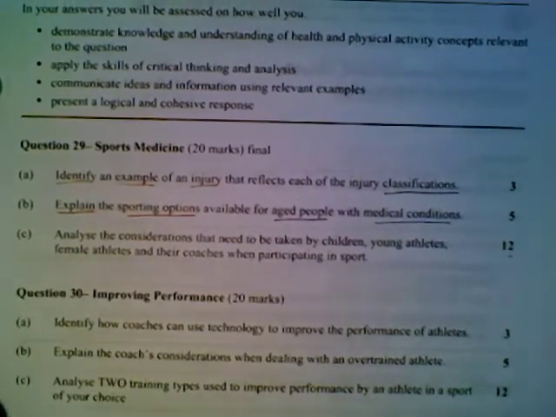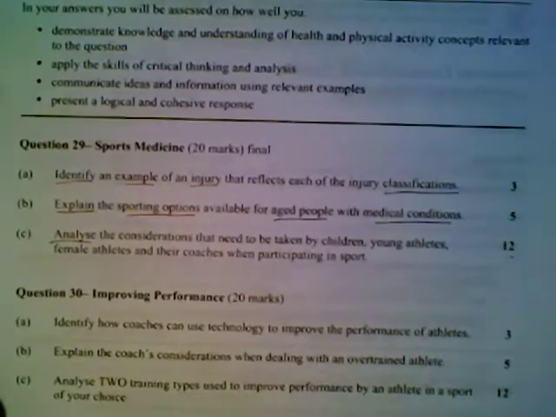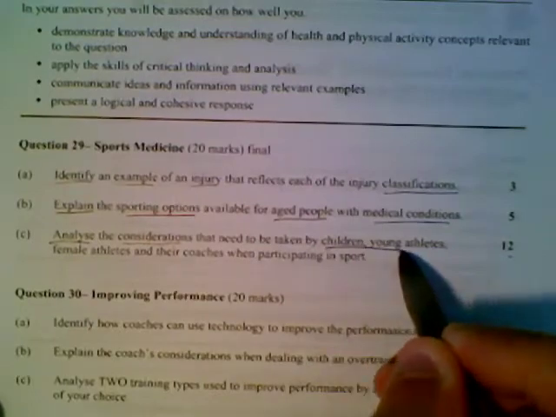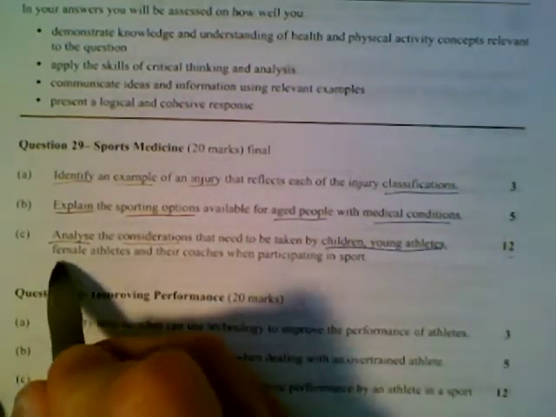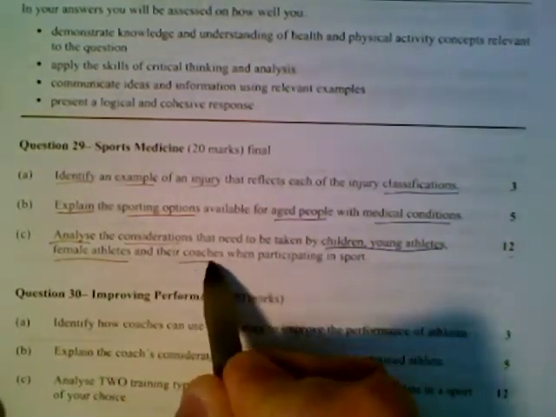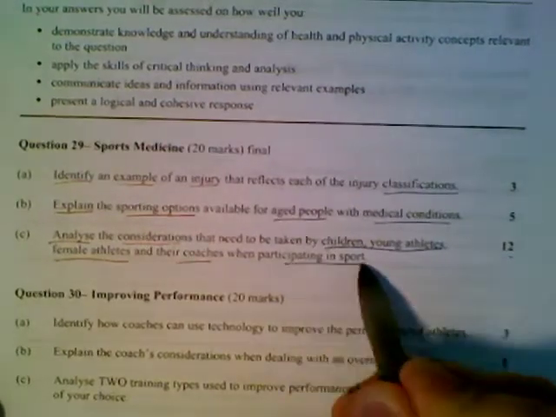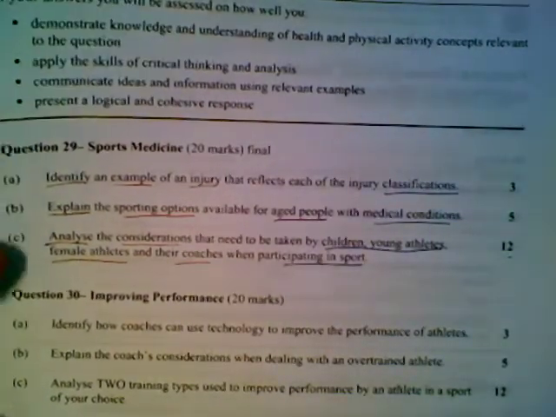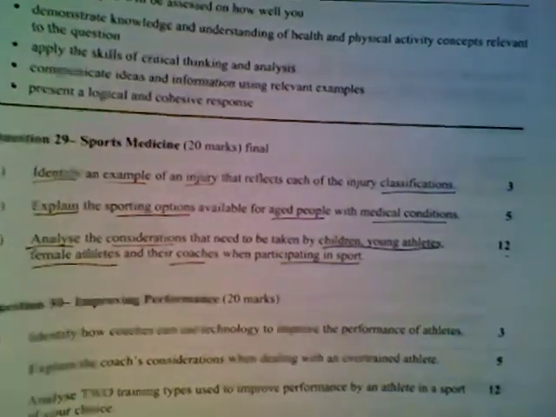Some things here in this question we need to look at. Obviously we need to do the analyse. We need to look at the considerations that need to be taken by children and young athletes, female athletes and the coach when participating in sport. Alright, so that's what the question is asking us to do. It's worth 12 marks. So we need to look at the syllabus dot point.